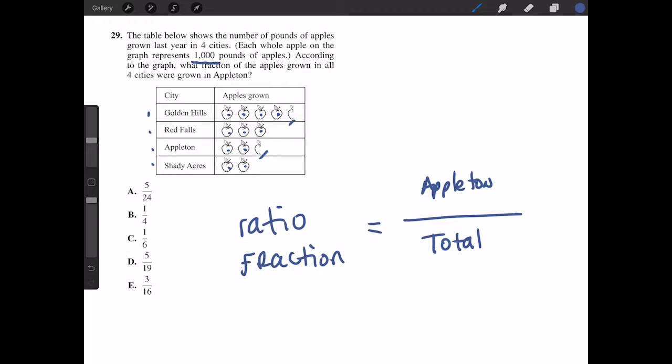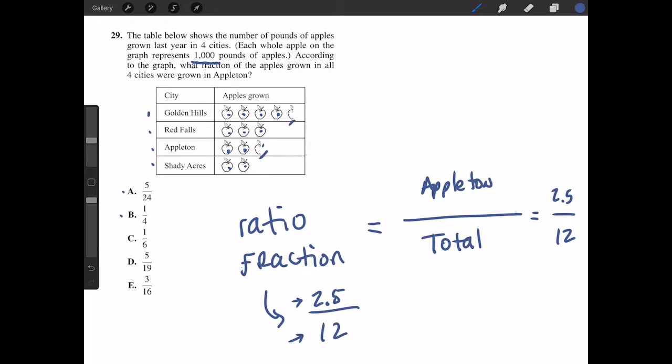Now again, this 1,000 pounds per apple is really not necessary. We can use that 12 value here in the denominator. Now how many were grown in Appleton? Well, we have 1, 2 and a half, 2.5. So the fraction they want us to come up with is 2.5 divided by 12. 2.5 apples out of the 12 apples total were grown in Appleton.